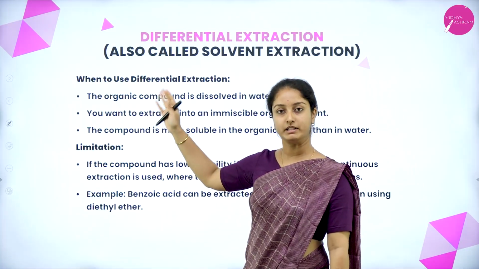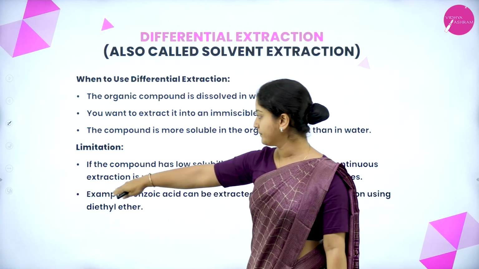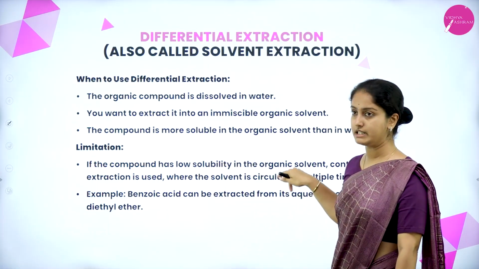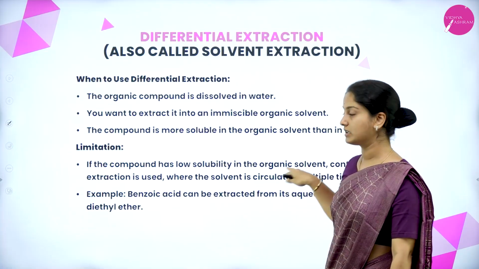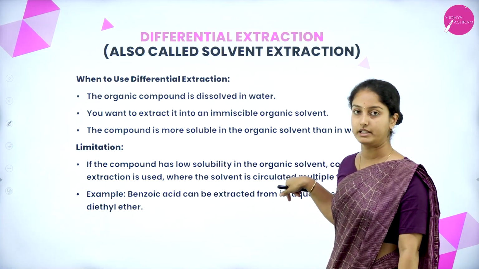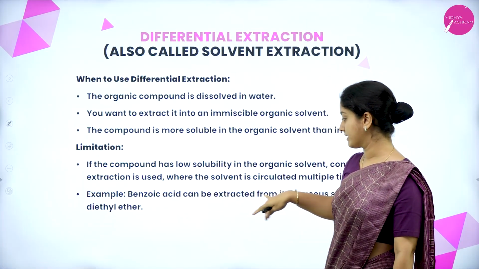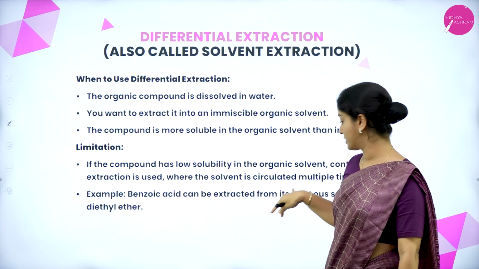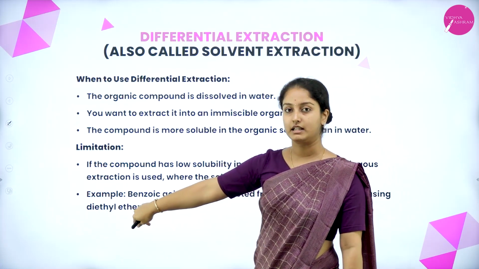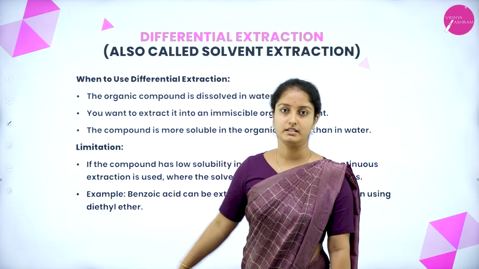So there are certain limitations in this solvent extraction method. If the compound has low solubility in the organic solvent, continuous extraction is necessary, where the solvent is circulated many times. For example, benzoic acid can be extracted from its aqueous solution using diethyl ether. So diethyl ether is an organic solvent that is used here.